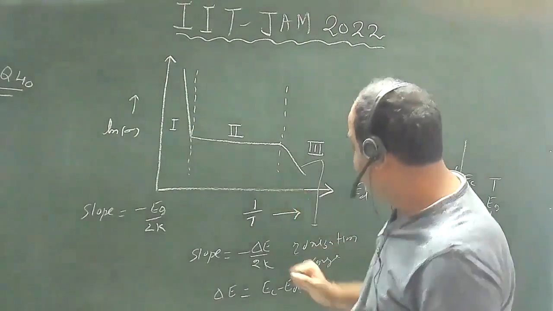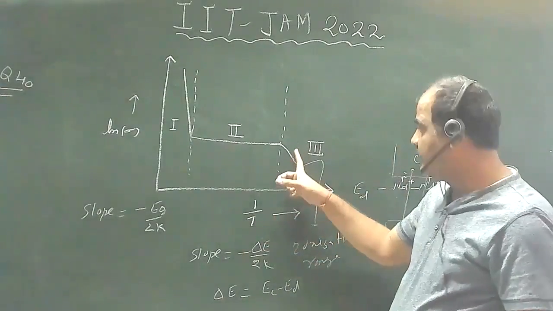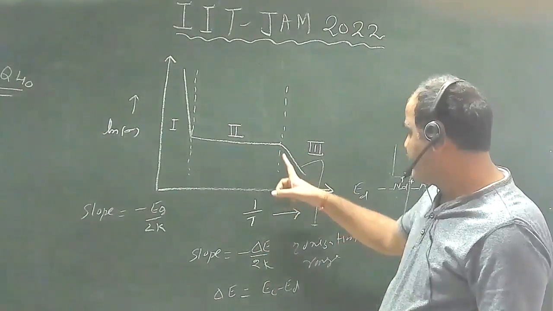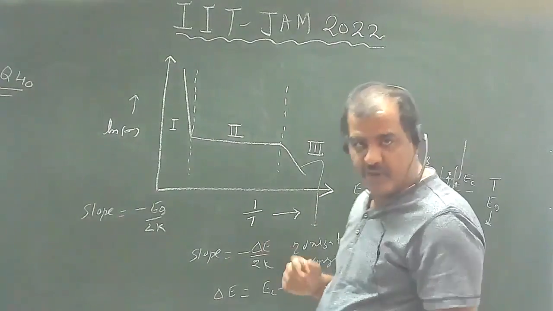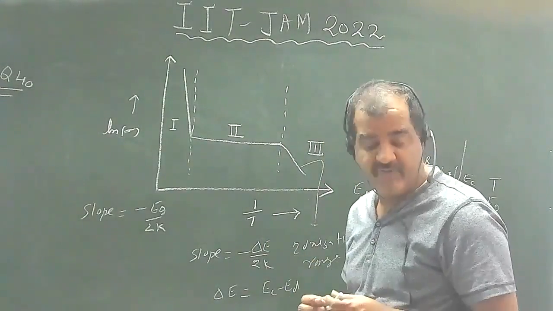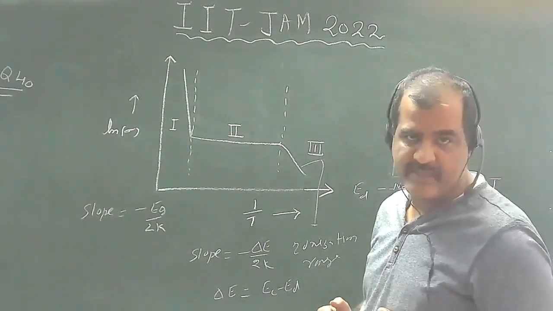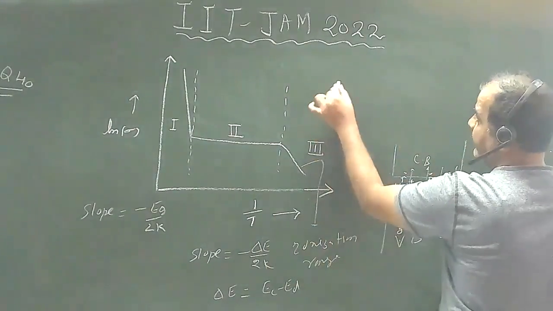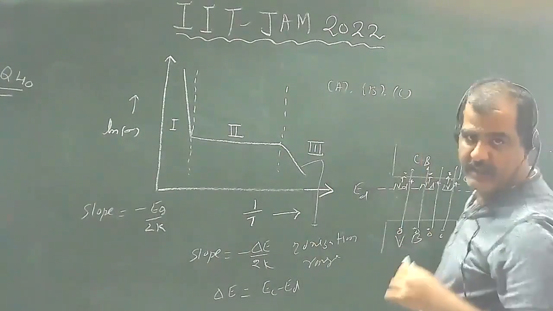In the third option, they say that in interval 3, the slope of the graph will give you the ionization energy. That is also correct. In the fourth option, D, they say all the levels of the donor atom will get ionized, but only first level ionization will take place. All the donor levels will not get ionized. So options A, B, and C are correct for this question.